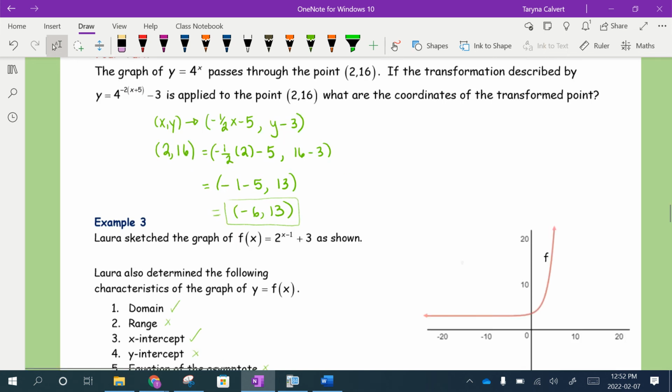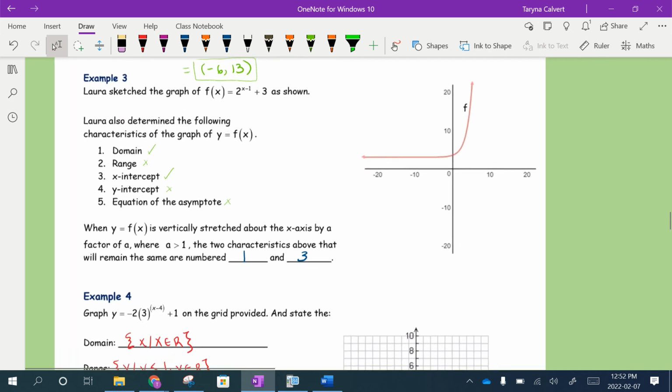Thanks, guys. All right. And then example 3 is just another diploma style question. You have to know the characteristics of an exponential graph, right? So here it just said Laura sketched the graph of f of x equals 2 to the exponent of x minus 1, plus 3 is shown. And then Laura also determined the following characteristics of the graph: domain, range, y-intercept, x-intercept, equation of the asymptote. So it says when y equals f of x is vertically stretched about the x-axis by a factor of a, where a is greater than 1, the two characteristics above that will remain the same are, right?